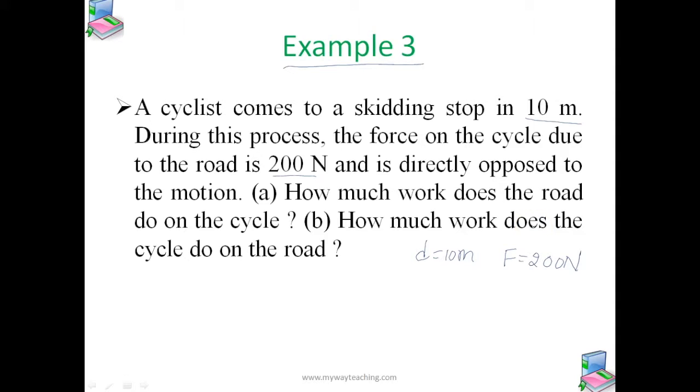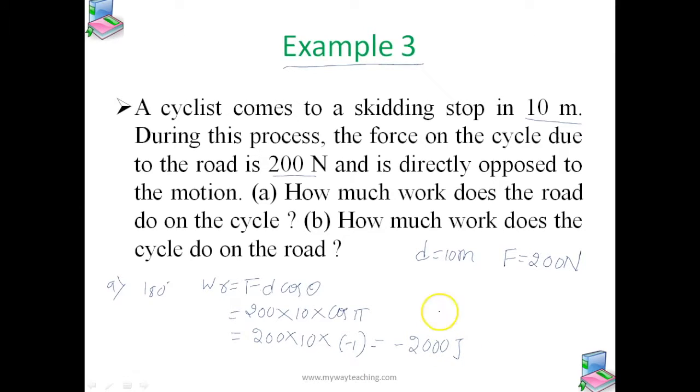So in the first part, the work done on the cycle by the road is nothing but the work done by the frictional force on the cycle due to the road. That is what the stopping force is, nothing but the frictional force. So the stopping force and the displacement make an angle of 180 degrees. So we can find the work done by the road, given by W_R = F d cos theta. Here F is 200, the displacement is 10 meter, and theta is 180 degrees, that is pi. So we get 200 into 10, and cos 180 is minus 1, so we get minus 2000 joules.